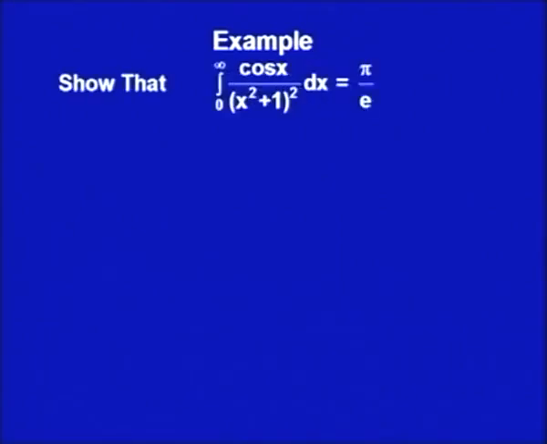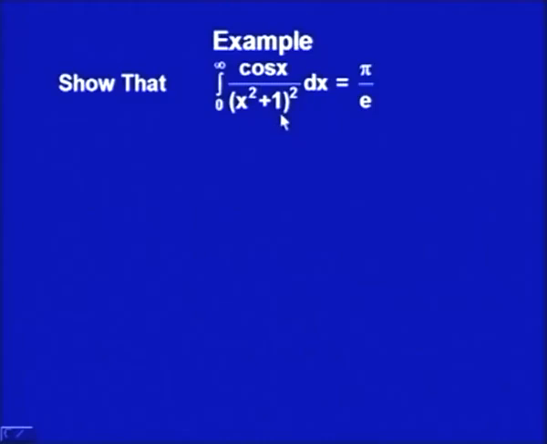Show that the integral from 0 to infinity of cos x upon (x square plus 1) whole square dx is π upon e. So now we have to prove this formula. We see that the integral is now from 0 to infinity. The integrand is having one term cos sx and another term 1 upon (x square plus 1) whole square. So we see that we could write this in the form of an f(x) cos sx kind of integral.